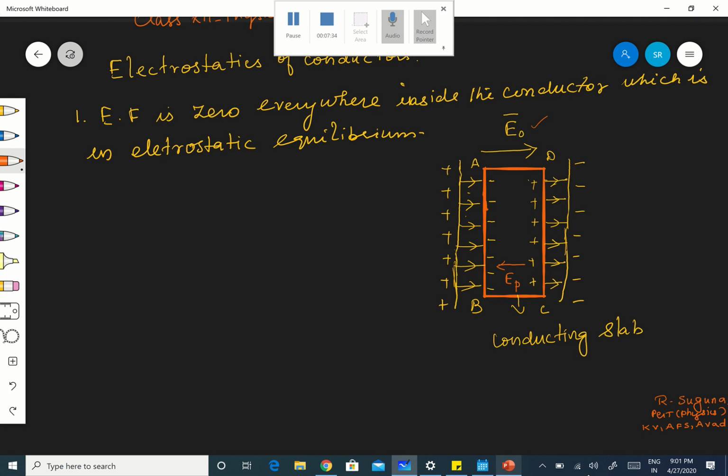But once I keep it, the negative charge will come from here and accumulate, leaving the positive charge. Therefore, it will take some time. As and when the charges get accumulated, EP, the electric field inside the conductor because of the separation of charges, will also increase. The electrons accumulate in AB, so that will not happen all of a sudden. One by one it will get accumulated. So EP will gradually increase.